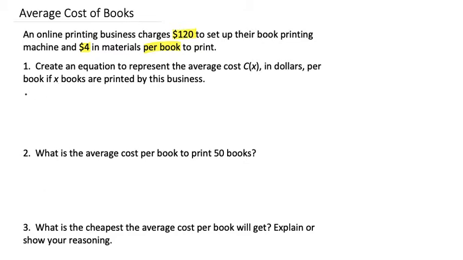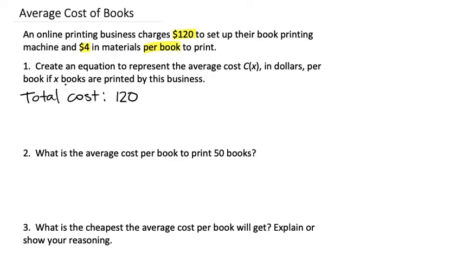So first, I need to figure out what the total cost of printing the books would be. There are two separate costs here. There are the $120, which is a fixed cost because it doesn't depend on how many books I print. Even if I only print one book, I'm still paying $120. If I print 10,000 books, I'm paying $120. So that cost does not change. That's just $120. The cost that does change is this $4 in materials per book. So for each book, I'm paying $4.